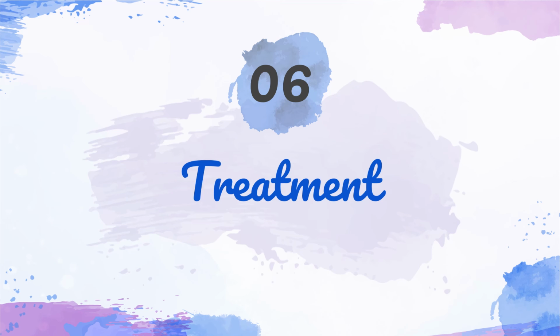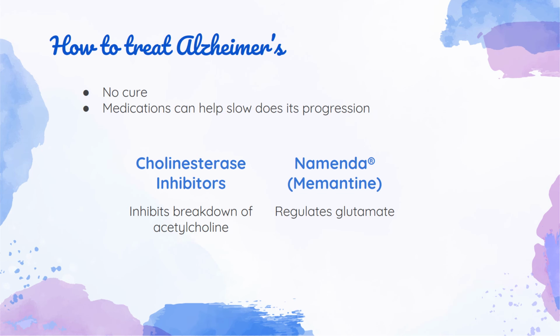Next, we're going to talk about treatment. As mentioned previously, there is no cure for Alzheimer's disease, partly because we do not completely understand how it works or what causes it. However, if it's caught early, there are many medications that can help slow down the progression of the disease to limit the symptoms.